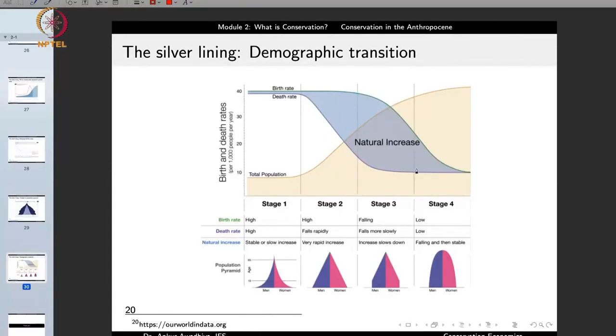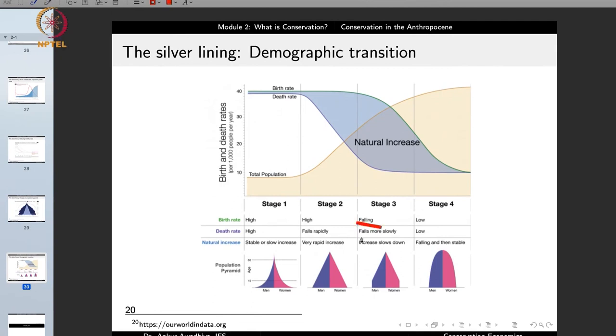Similarly, in earlier times, people used to think that because of the high death rate, it is possible that a number of my children are going to die off. But now everybody knows that we have such good medical facilities that most of my babies are going to survive. And so people make this conscious decision that we should have fewer babies. And so in this third stage, the birth rate also starts to fall.